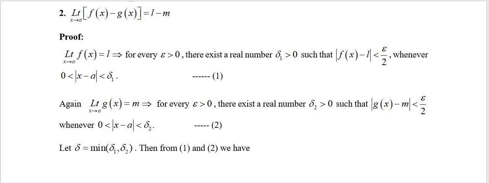Observe, limit as x tends to a of f of x equals L implies for every epsilon greater than 0, there exists a real number delta 1 greater than 0 such that modulus of f of x minus L is less than epsilon by 2 whenever 0 less than mod x minus a less than delta 1. Here also I take epsilon by 2 because at the end I want to get epsilon.